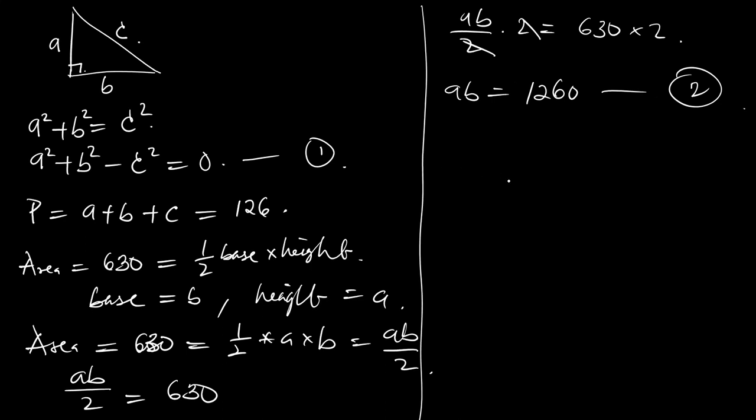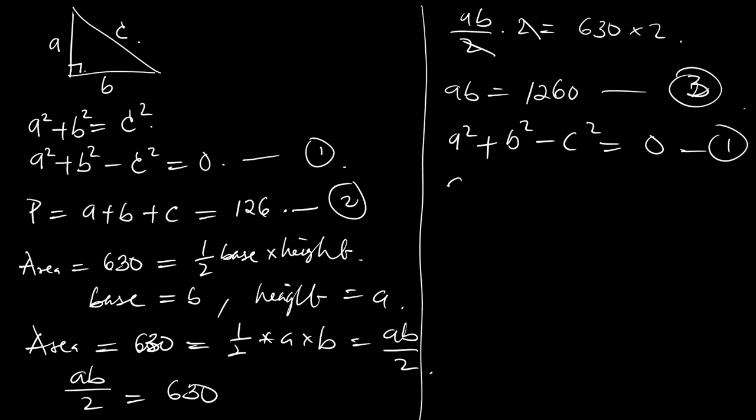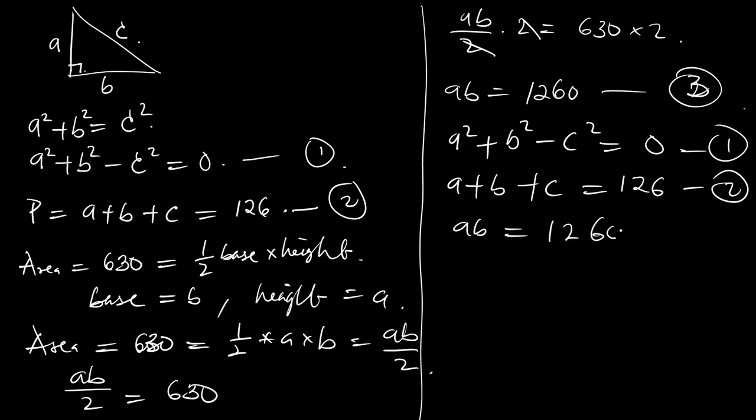Now we have gotten equation 1 and equation 2. Okay, no, this is equation 3. This one is equation 2. So let me arrange it. We have A squared plus B squared minus C squared is equal to 0, equation 1. Then A plus B plus C is equal to 126, equation 2. Then you have AB is equal to 1260. This is equation 3.